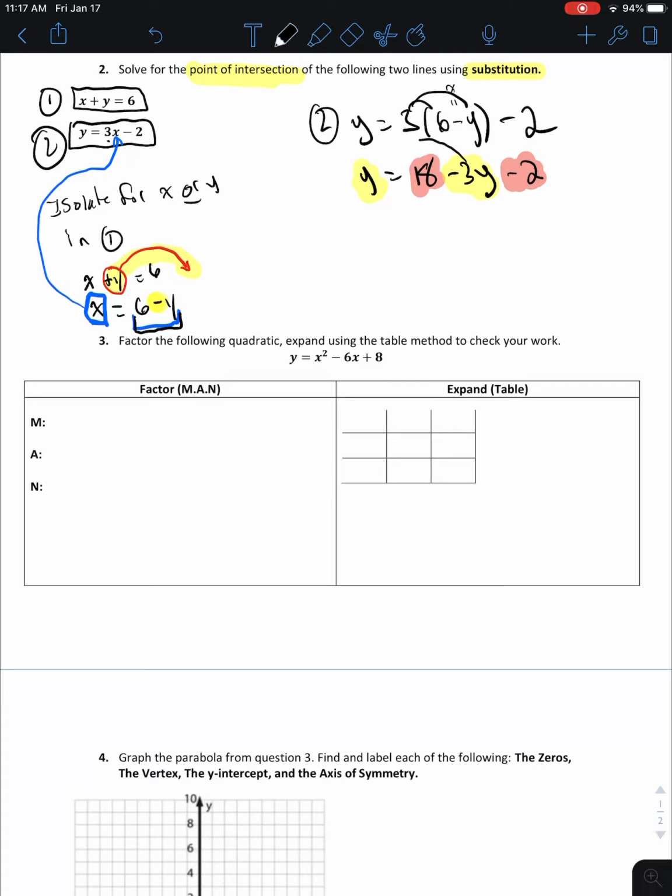So what I'm going to do is take the negative 3y and move it to the other side. I'm left with y, and when I do that it becomes plus. So y plus 3y is equal to 18 minus 2. Now I can just add these together. 1y plus 3y is 4y, equal to 16. Then I can solve for y. So y is equal to 16 divided by 4, which equals 4. There's y.